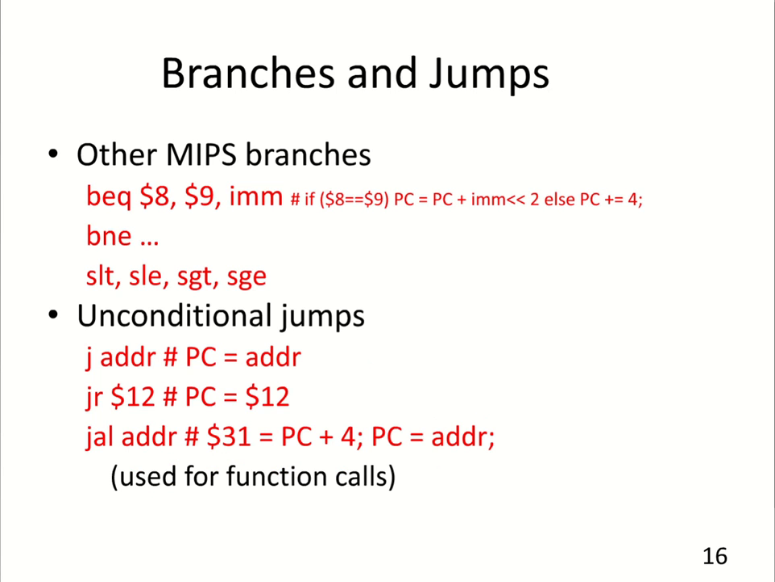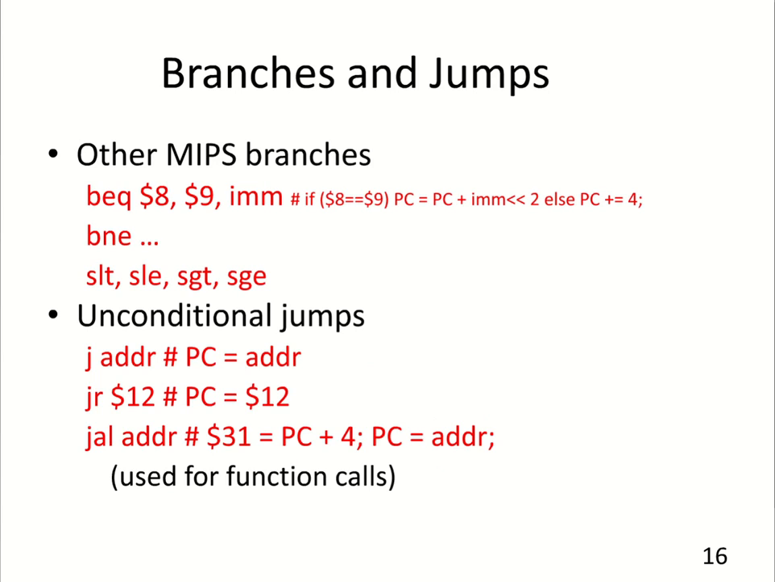So recapping, there are other MIPS branches like branch equal and branch not equal, and there are instructions for performing comparisons for less than or equal, greater than or equal to. We also want to be able to support unconditional jumps. Sometimes we just want to jump to a different address. Sometimes, we actually want to jump to a location that's specified by a register to support computed jumps and virtual function calls.